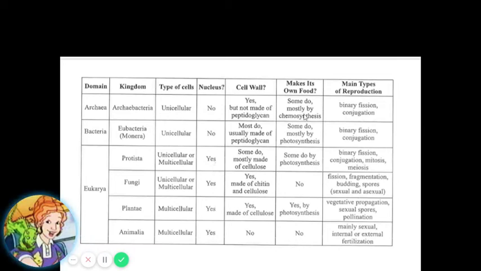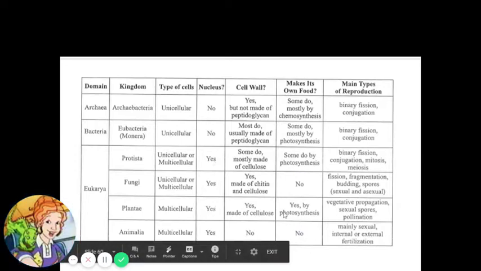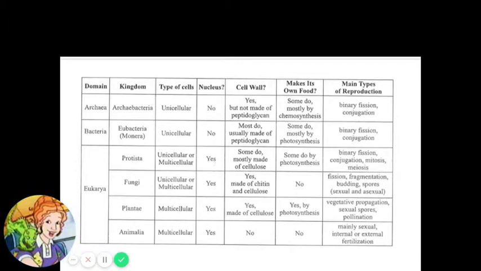Making their own food. Some kingdoms have both autotrophs and heterotrophs. The only ones that are for sure, fungi have no autotrophs, animals have no autotrophs, and then plants have no heterotrophs. And then it talks about reproduction a little bit. We'll get into that more when we study reproduction.